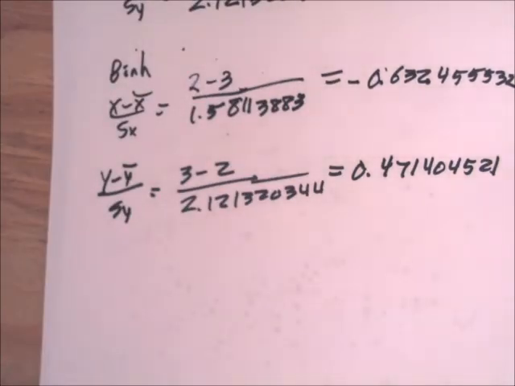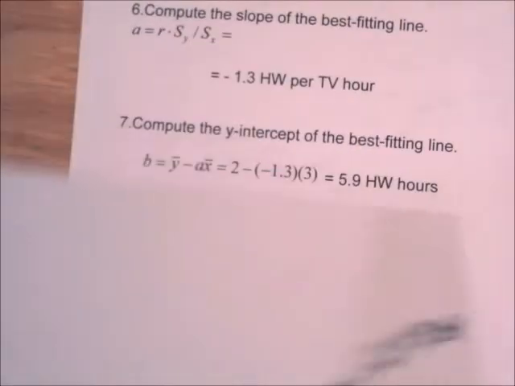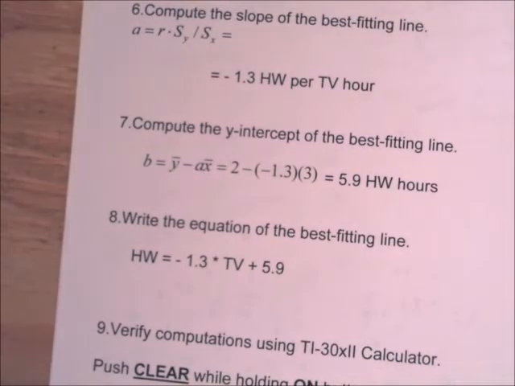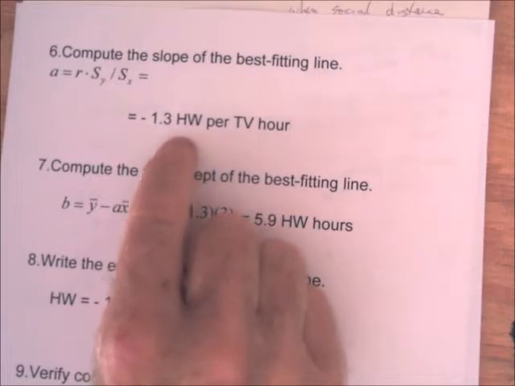Okay, so then we can go on to, let's see, next here we can compute the slope of the best fitting line. So again, we're past the hardest part of the computation. Once we get R, then the rest of the computation is not so bad.